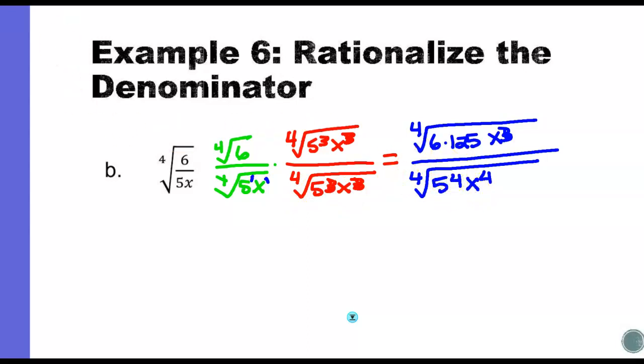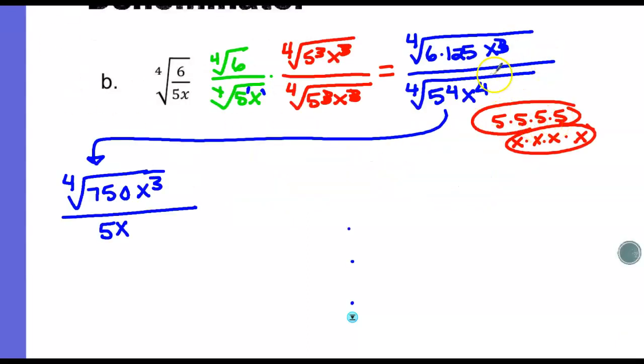Now I'm going to go through and simplify this out a little bit. All right, so notice what happened here. 750 x to the third, the fourth root of that, and over 5x, because that group of 4 5s and 4 x's come to the outside.